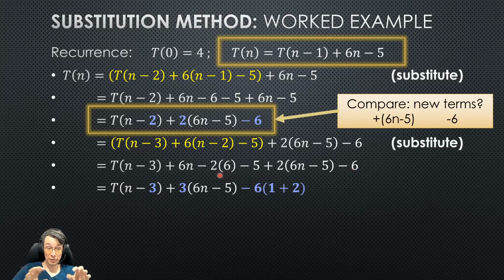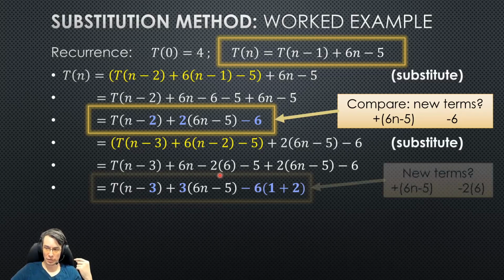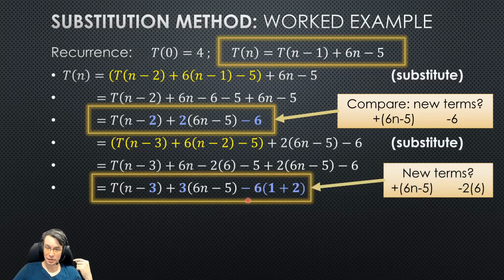Now there are different ways to do this, but this is how my brain worked for doing this grouping. I'm watching out for patterns. If I compare the new terms here to the previous unrolling, I added another 6n minus 5 and a minus 2 times 6. At this point, I think I'm getting ready to guess a closed form, because I've taken this from t of n minus 1 to t of n minus 3, and I now have a 3 in front of this 6n minus 5 term, and a minus 6 times 1 plus 2.